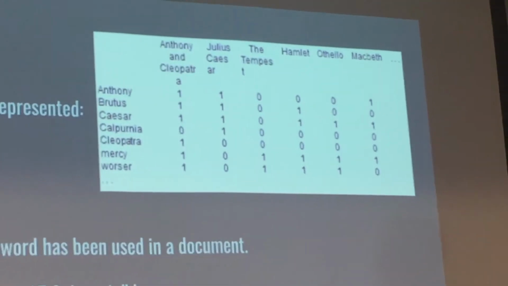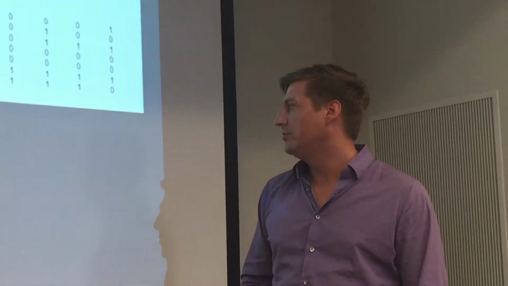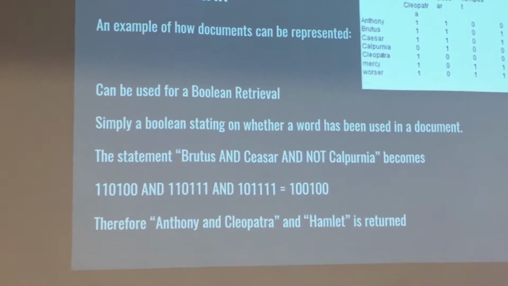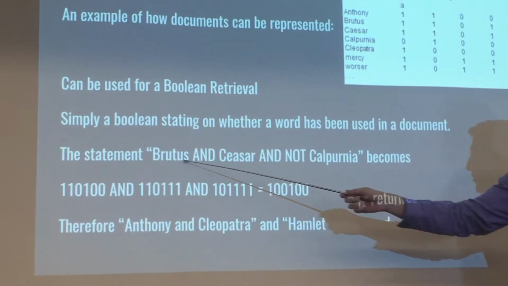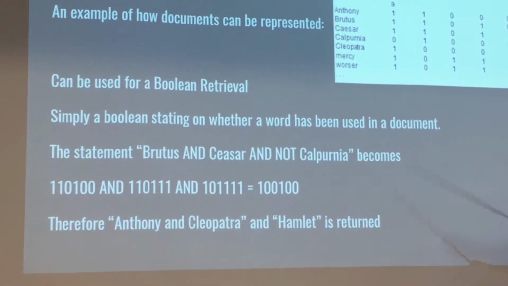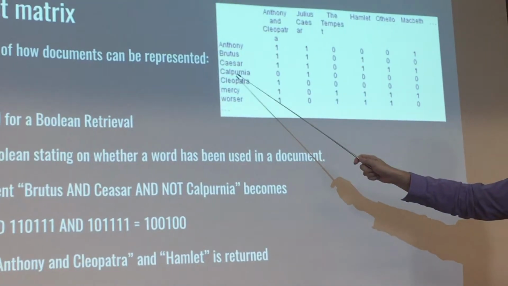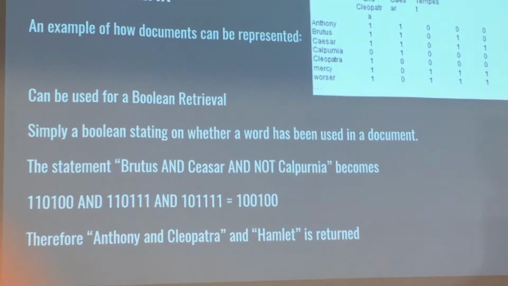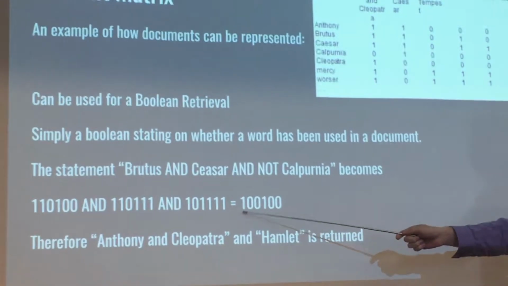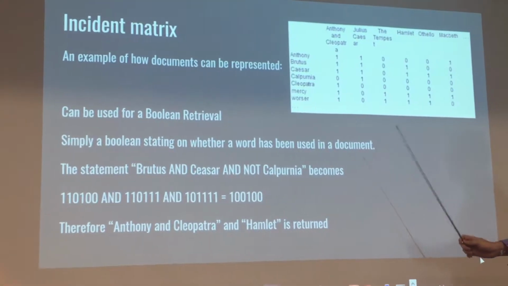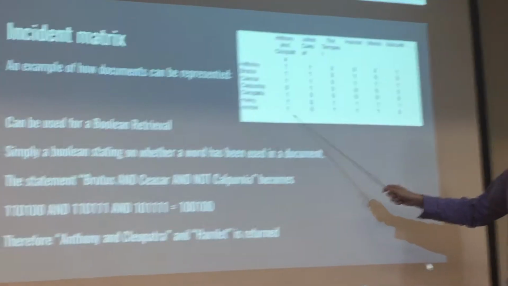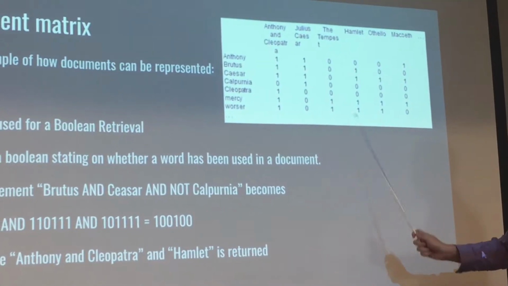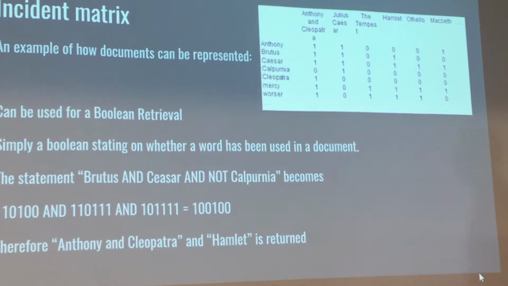To begin using this, we use Boolean math. I'm not going to go through the basics of how to do that; I hope maybe some of you have done that before. But an example would be the statement Brutus and Caesar and not Calpurnia. We would take the rows for Brutus, Caesar, and Calpurnia, combine them using Boolean math, and get this outcome, 100100. Basically that's saying Antony and Cleopatra, this one here, and Hamlet, both of those match this query.